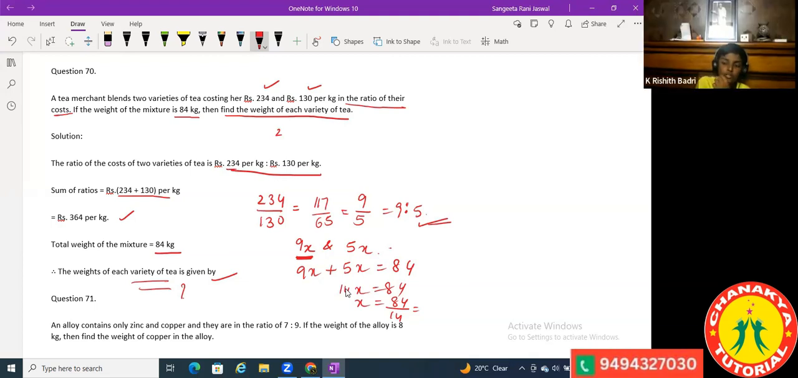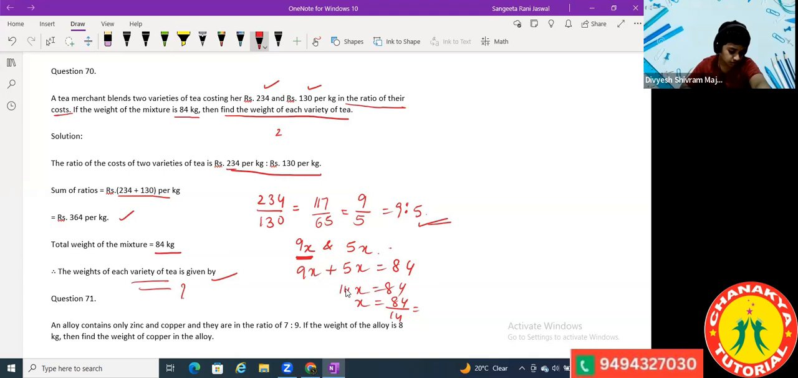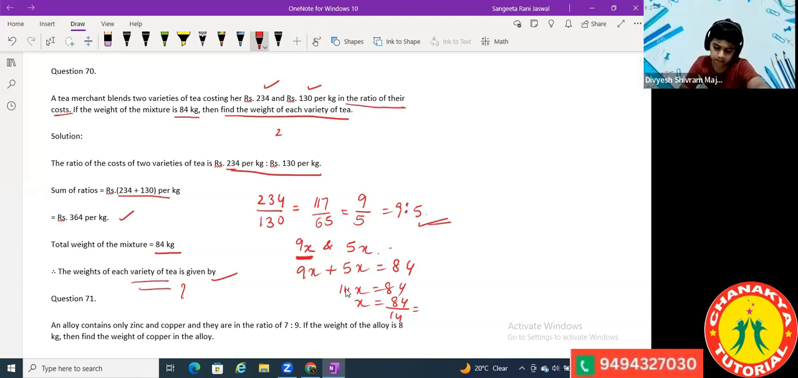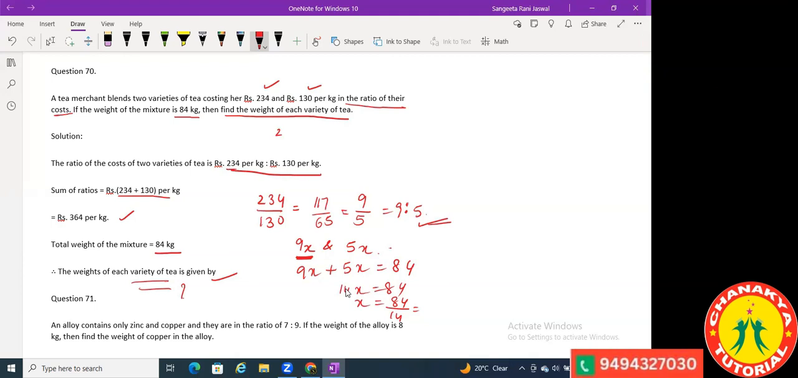Yes, ma'am. 42 twos are... Ma'am, 14 into 6 equals 84. 14 into 6, so the x will be 6. So I got 6. Okay, 14 sixes are 84. So you're getting, that means x is 6.